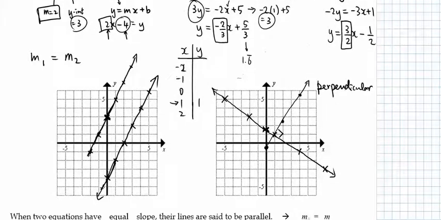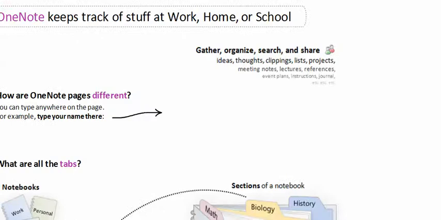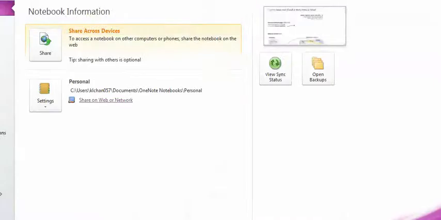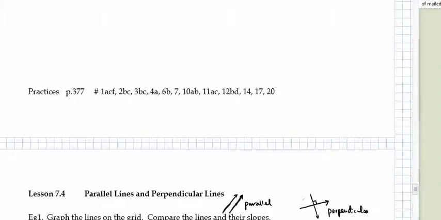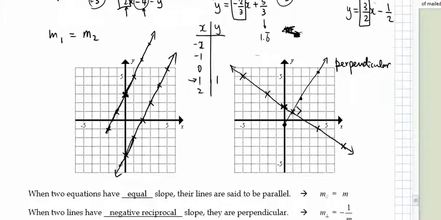When we are working with perpendicular lines, the first slope and the second slope will have opposite signs, and then you flip the numbers at the same time. We call it negative reciprocal slope.